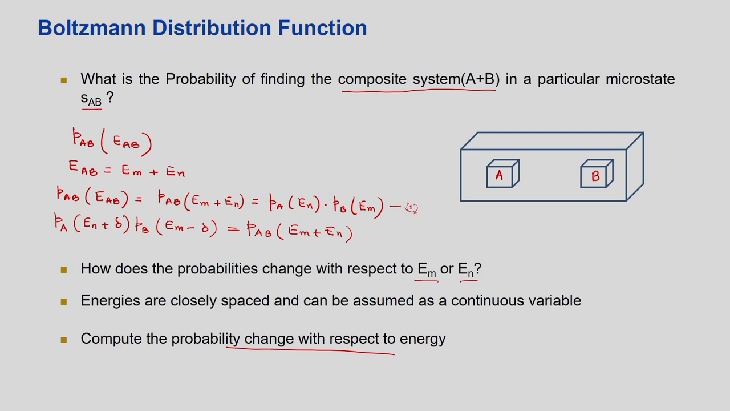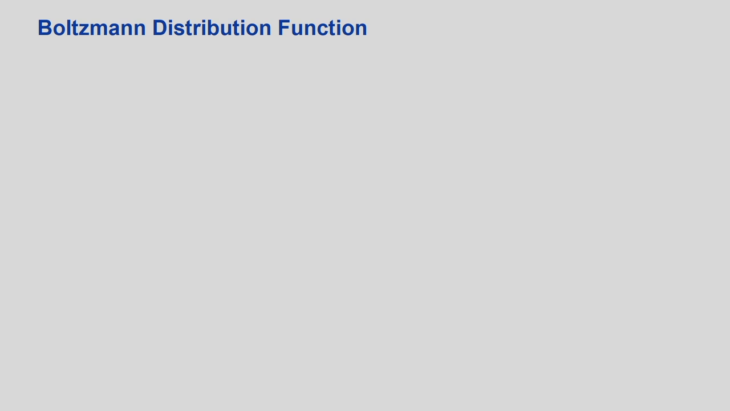Okay. So what will we do? We will try to do a derivative of this function with respect to EM, keeping EN constant. Again, we will do it with respect to EN, keeping EM constant. Then we will see. So we do some mathematics. Starting from the first expression, we write down dou upon dou EN, keeping EM constant, of the overall probability expression PAB of EM plus EN.